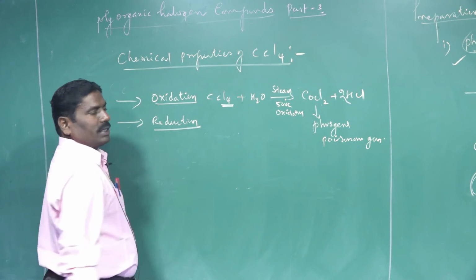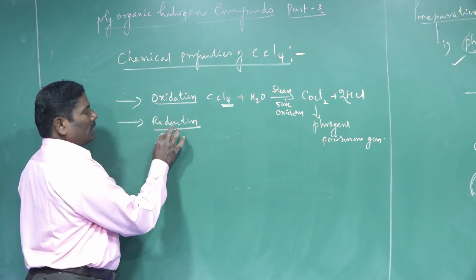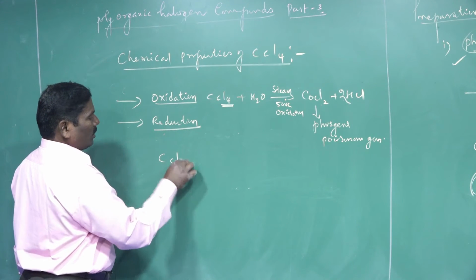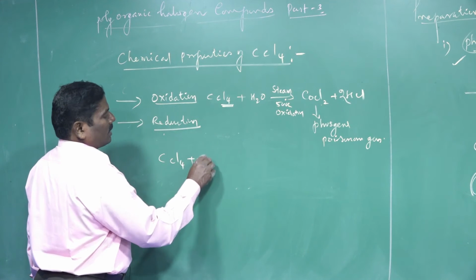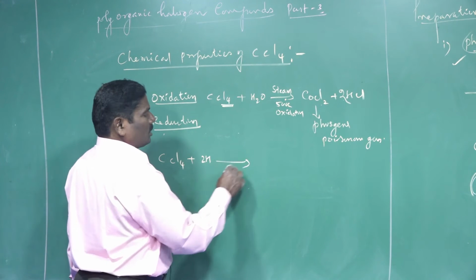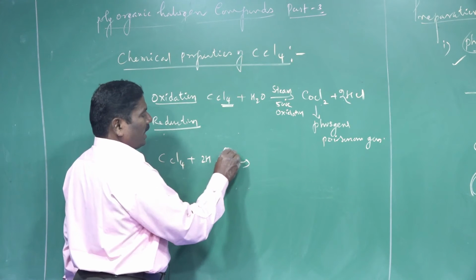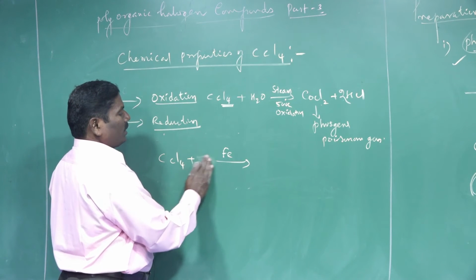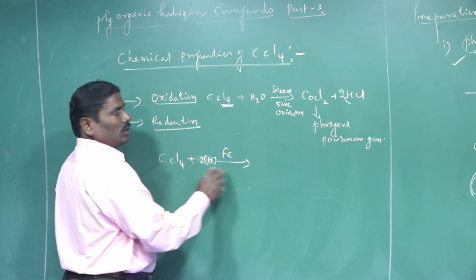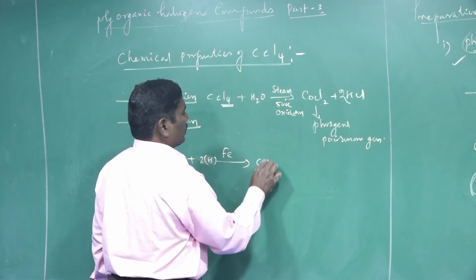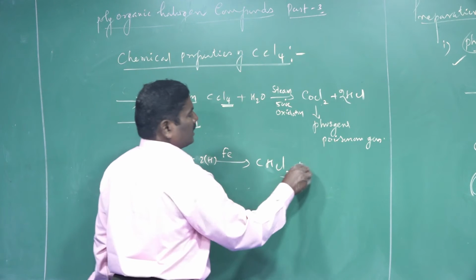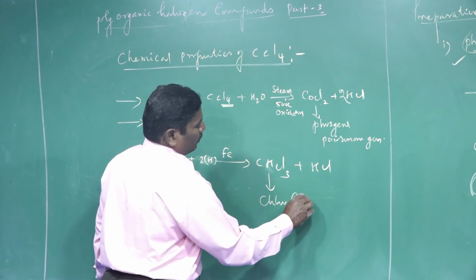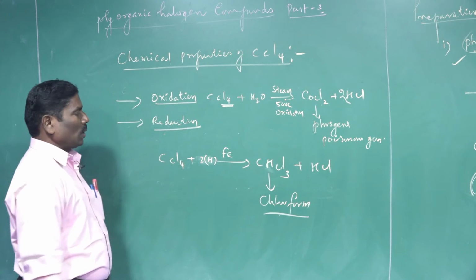Next, reduction we are going to see here. What is reduction? You know that it is the addition of hydrogen. Now you take the same carbon tetrachloride, plus hydrogen, you make it 2 hydrogen. This reaction is carried out in the presence of iron used as a catalyst. Now the product formed we can write as CHCl3 plus HCl. This is chloroform, you know that, formed as a major product.